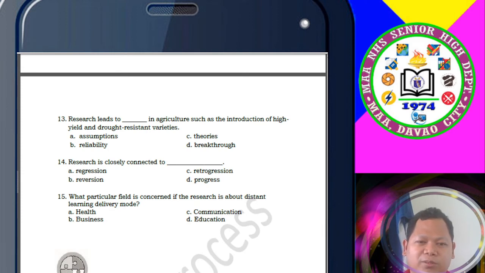Okay, last number 15. What particular field is concerned if the research is about distant learning delivery mode? A. Health. B. Business. C. Communication. D. Education. Okay, correct. Letter D, education.